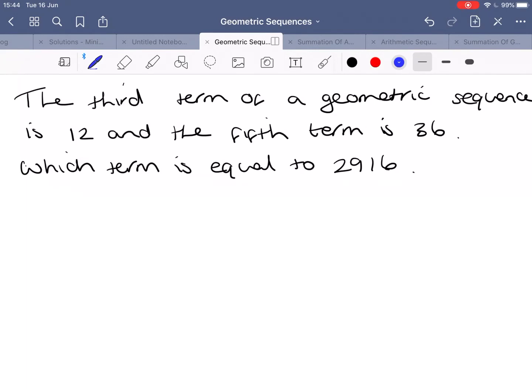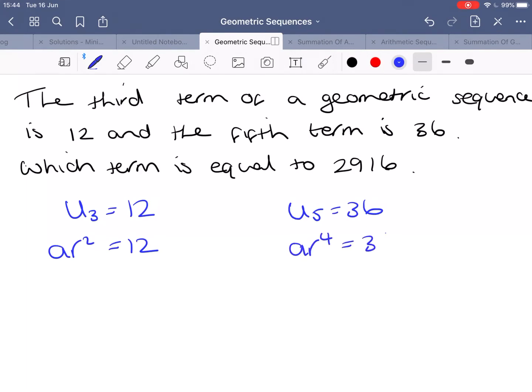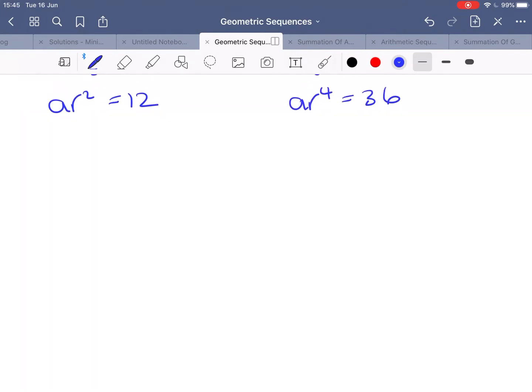So the third term of a geometric sequence is 12 and the fifth term is 36. Which term is equal to 2916? So start off with what we know. We know u3 is equal to 12, so that means ar squared is equal to 12. We know u5 is equal to 36, so that means ar to the power 4 is equal to 36. I'm going to do one divided by the other. So I'm going to do ar to the 4 divided by ar squared, which means I've got 36 over 12.